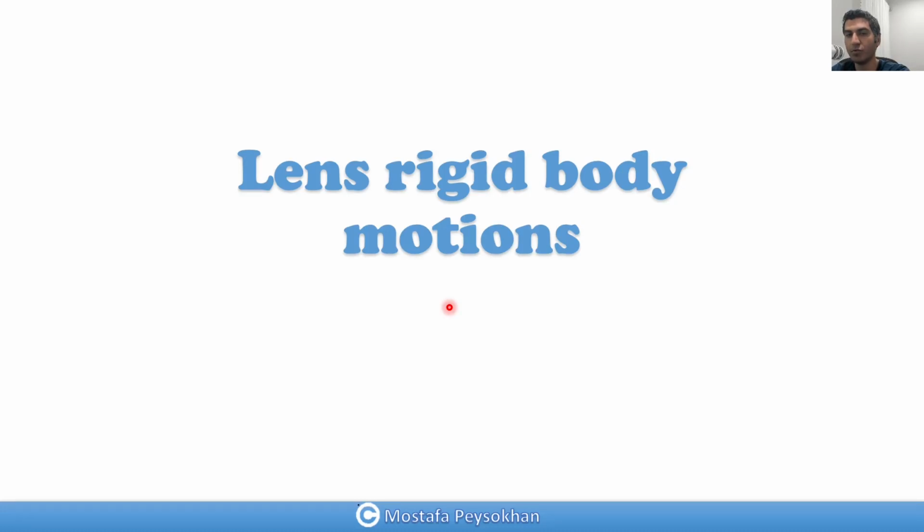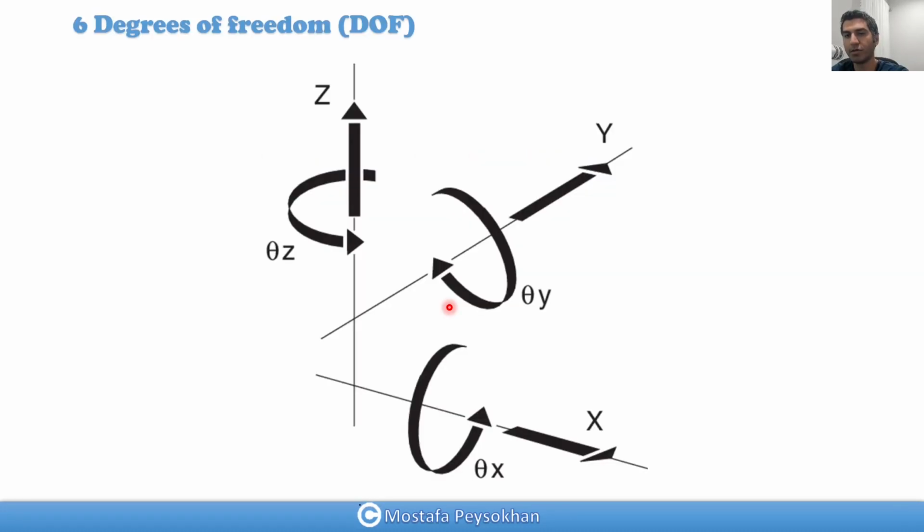Lens rigid body motions. Like all other optical or optomechanical elements, in order to constrain an individual element, we need to constrain 6 degrees of freedom, which includes 3 translational constraints, which we call Tx, translation along x, Ty, translation along y, Tz, translation along z, and we have 3 rotational constraints, which are Rx, rotation around x, Ry, rotation around y, and Rz, rotation around z.